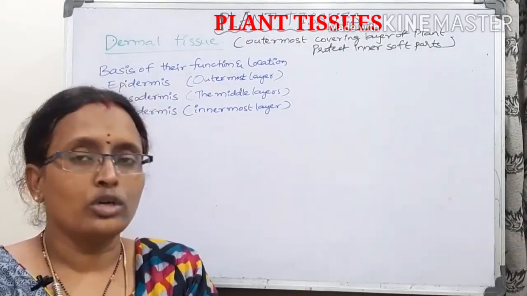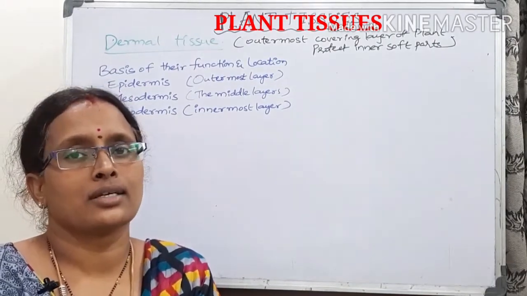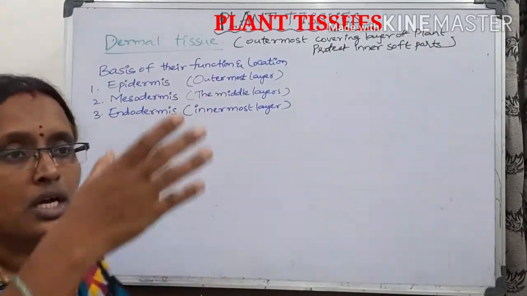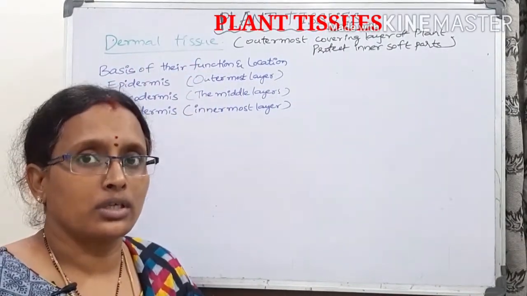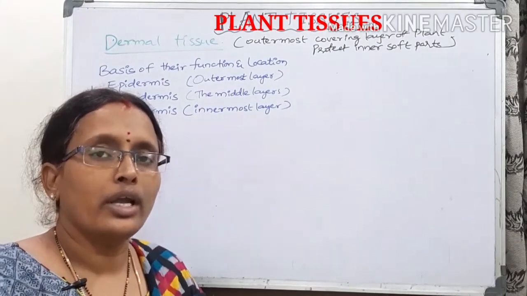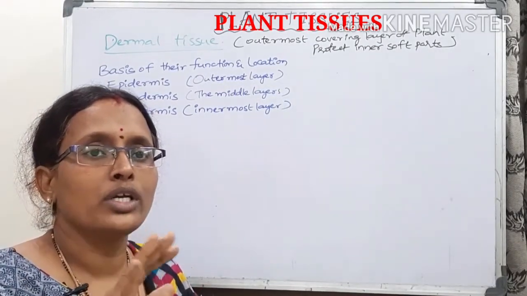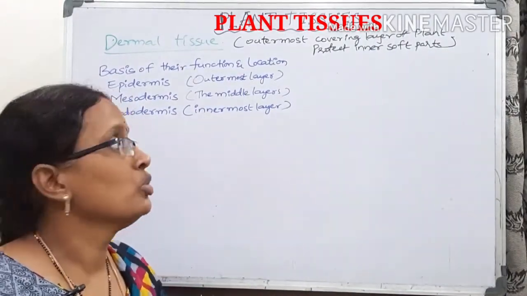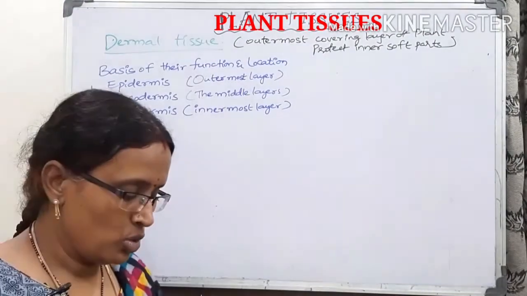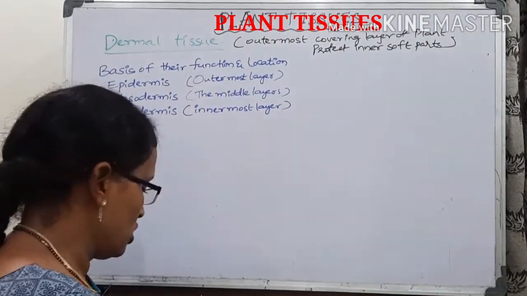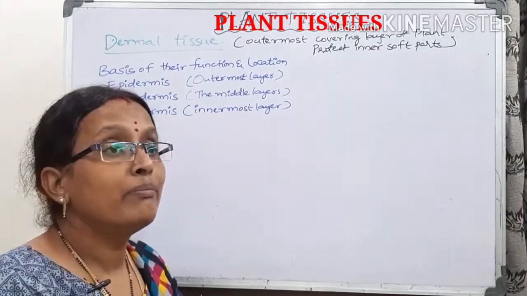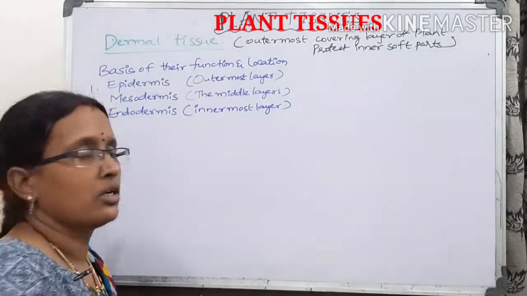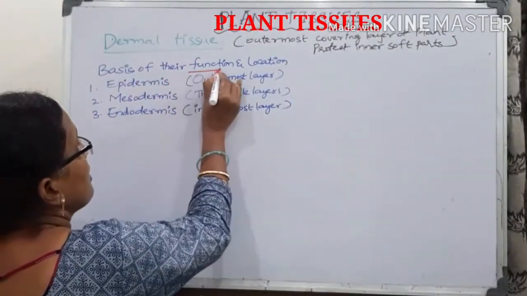We call the outermost layer of our body the dermis as well. In plants, the dermal tissue is the tissue which runs throughout the plant, from the root to the tip of the shoot. The total plant body is covered with a single layer of tissue, known as dermal tissue. It is protecting the innermost parts, and it is classified based on function and location.